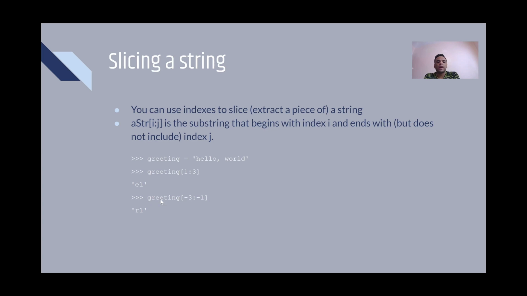And again, you could slice backwards. You could go from negative index 3, from -3 to -1, and it'll print out that piece of the string as well. So just like indexing, you could also do it backwards with the negative indexes with slicing.